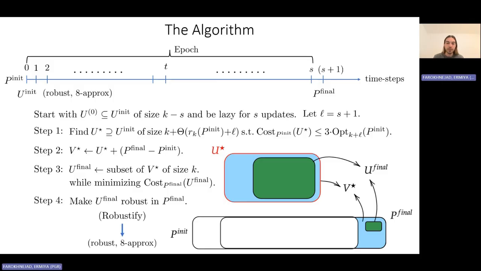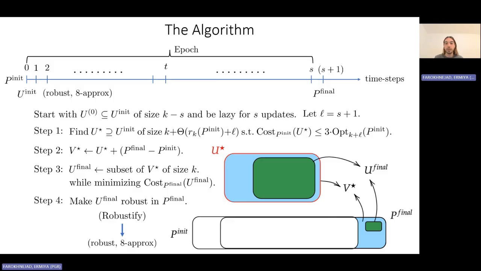After this robustify, the final solution is robust, and it's possible to show that the final solution is again an 8 approximation. So we have this property that the solution is robust and an 8 approximation. That is the property that we had in the initial space. This means that now we can repeat this process from time step s+1 and go further. And this is the entire algorithm. And I explained why the approximation ratio is constant.